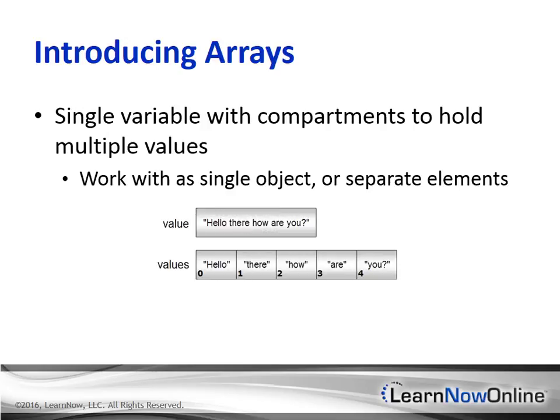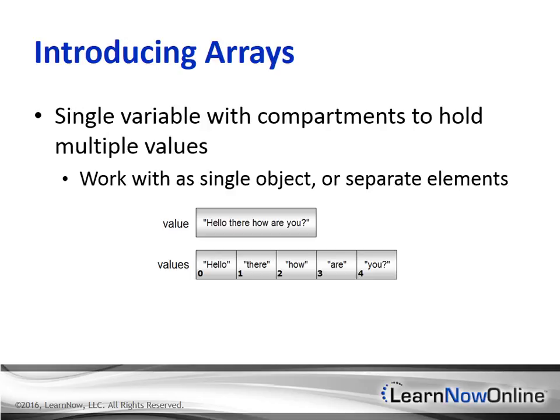So here's a graphic that shows the difference between a simple variable with a single value and an array. In this case, value is a simple variable. It contains a single value, happens to be a string. And then the variable values contains 5 string values, numbered 0 through 4, because arrays are 0-based.